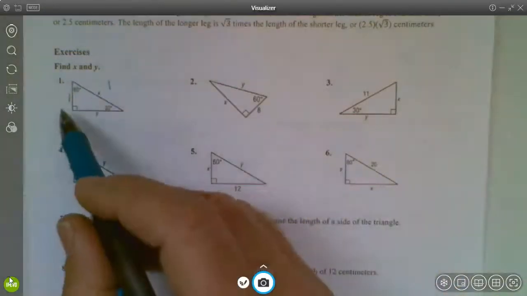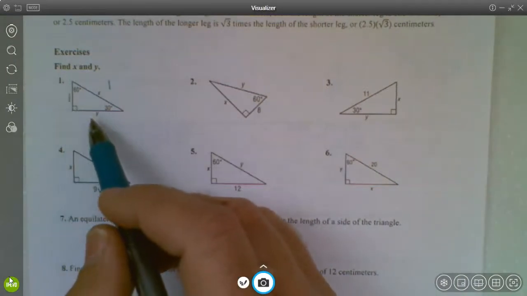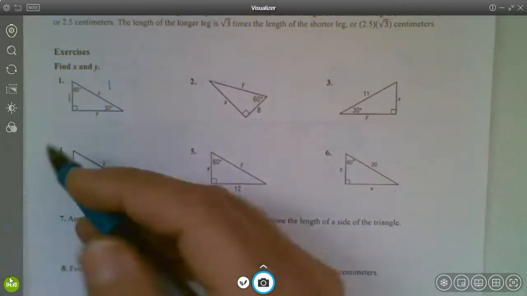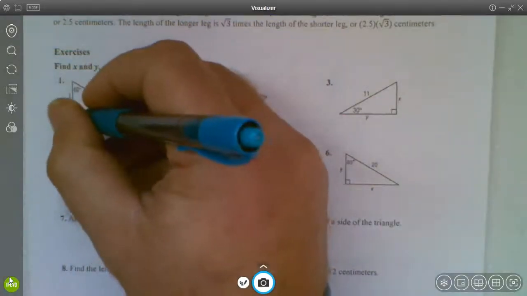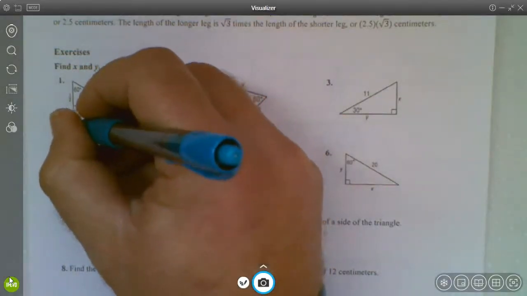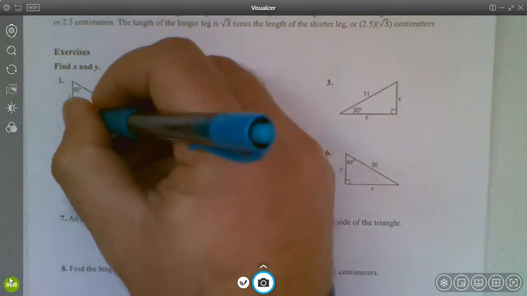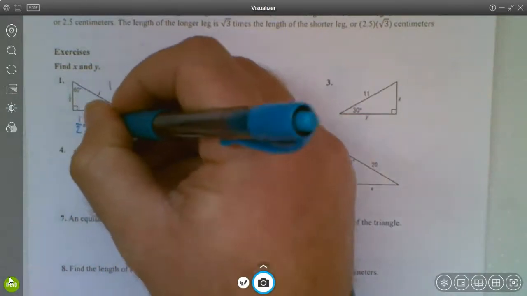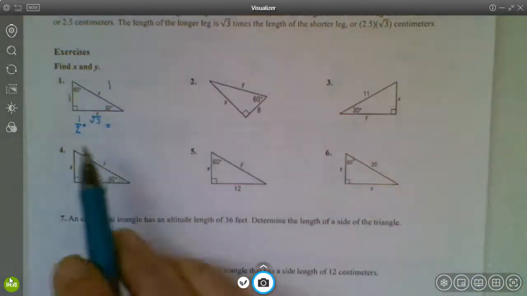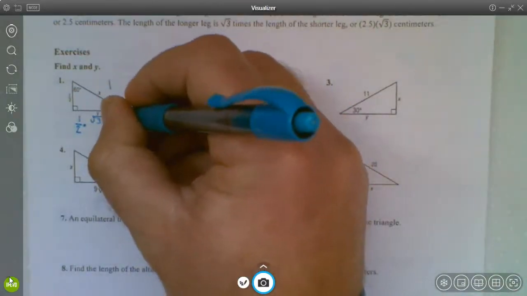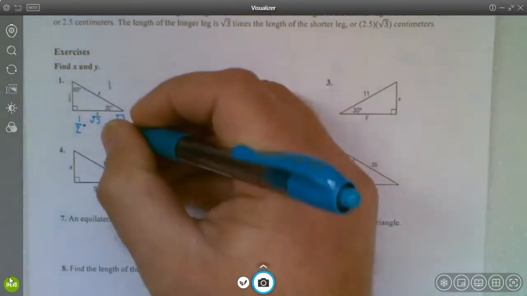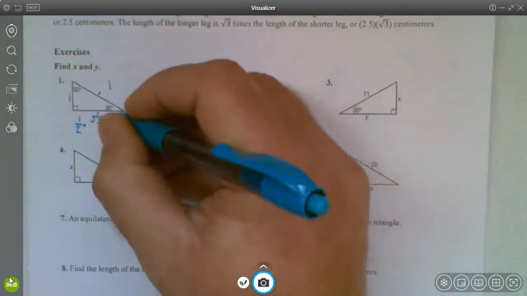All right, so how do we go from the short leg to the long leg? Well, in this case, we multiply by the square root of 3. So if I took 1/2, and I'm just going to write this out so you can see it, and multiply it by root 3. Remember, when you multiply, you just go straight across. So on top, I get root 3. And on bottom, I get 2. So that would be my long leg.